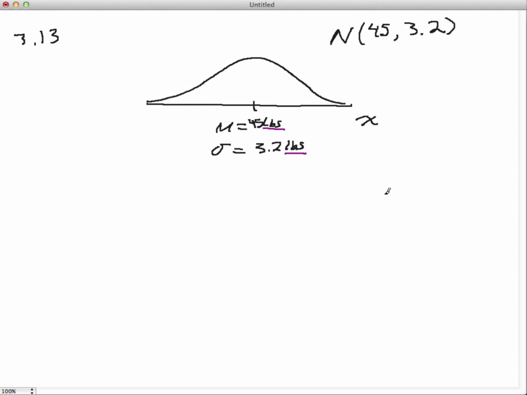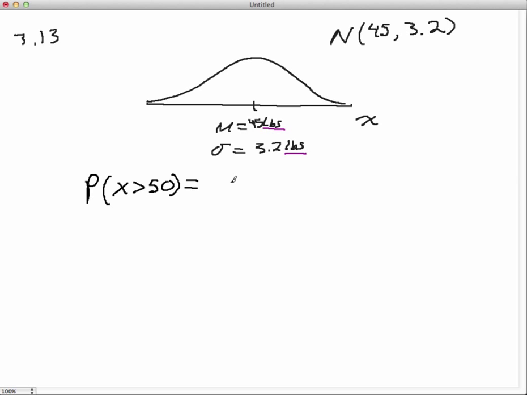All right, so they ask us to find out what's the probability, if we're in this distribution, of a randomly selected passenger having their baggage weigh more than 50 pounds, because that means they're going to have to pay the additional fee, right? In other words, what's the proportion or probability of X being greater than 50? That's what we're looking for.